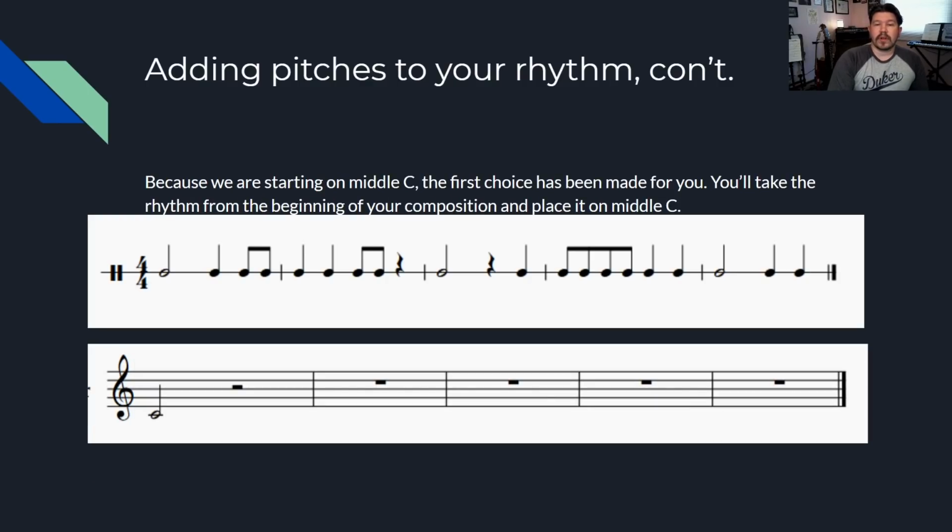Now, if you recall, we're starting on middle C. That first choice has been made for you. So you're going to take your first rhythm right here. Let me turn on my laser pointer. You're going to take your first rhythm. The rhythm does not change.